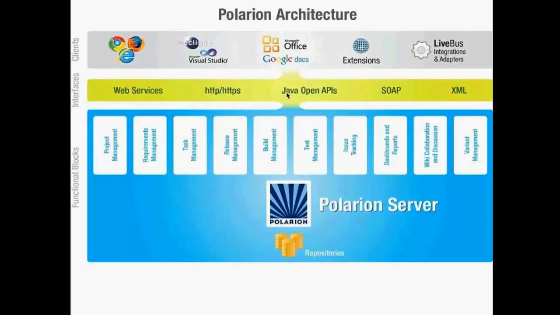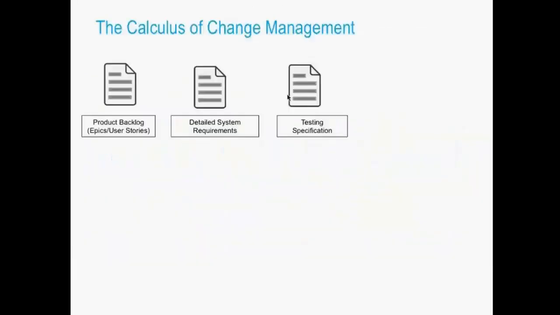All of this is built on a Polarion web server, which has access to the data and the repository to serve up all of the compartmentalized blocks that we talked about earlier. And if you as a customer would like to add one of those blocks, it's very easily done within the Eclipse plugin architecture.